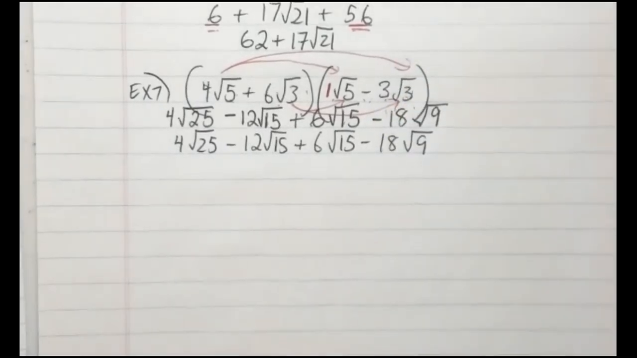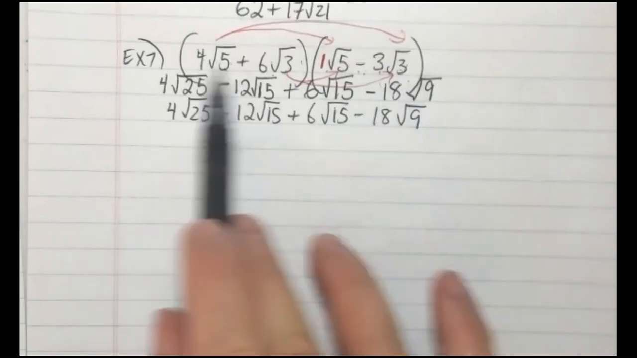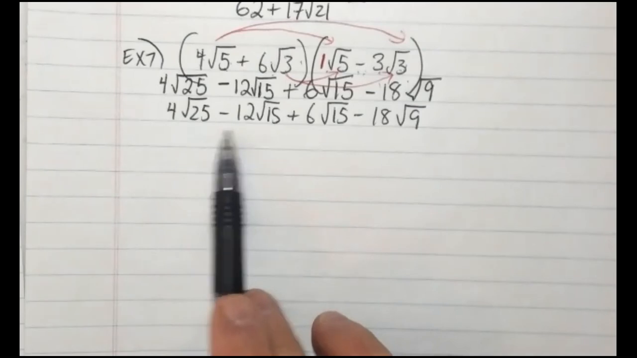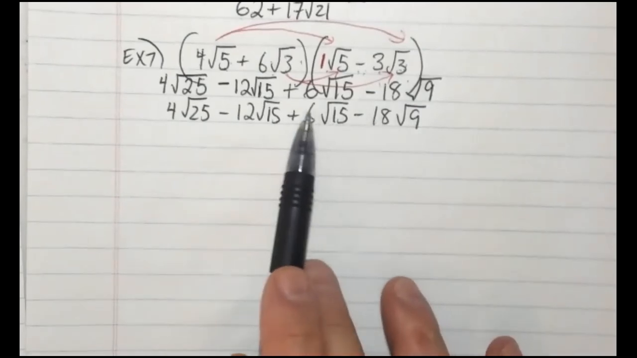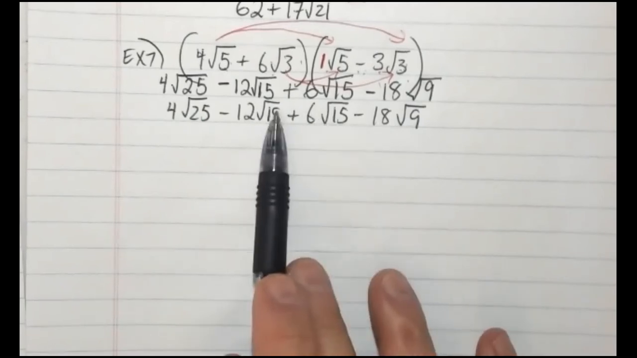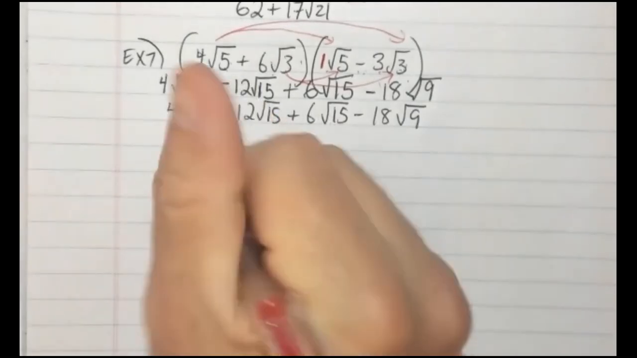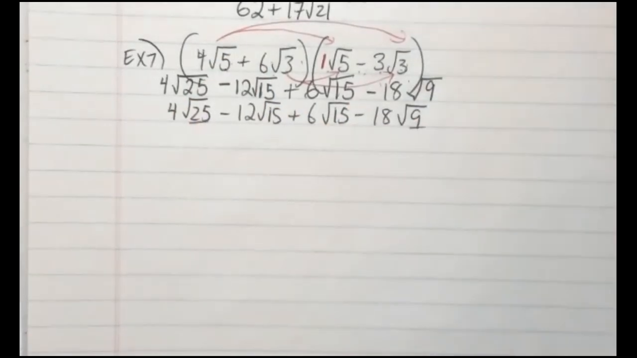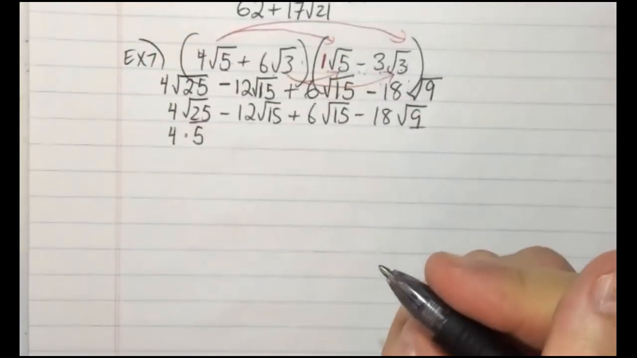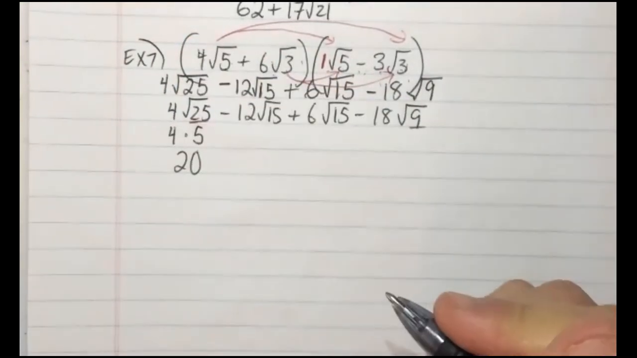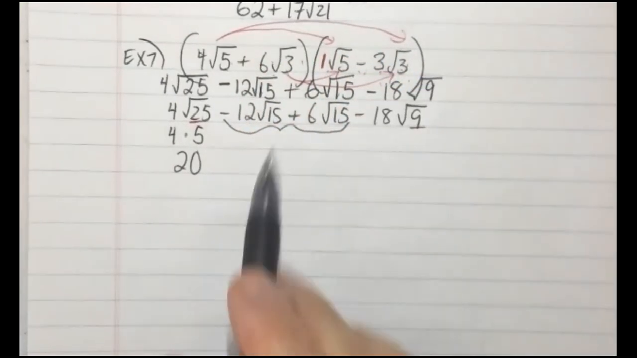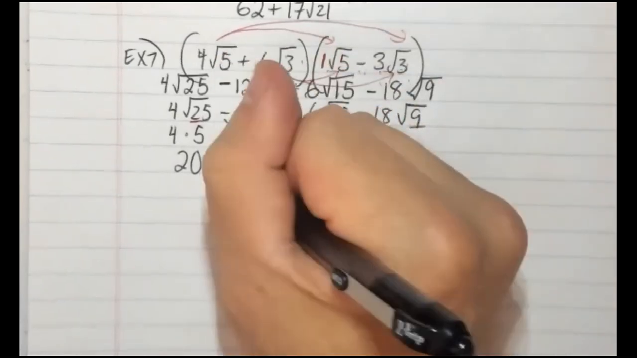All right, so that's where we are. Once we FOIL, or once we distribute these two binomials, the problem looks like this. Hopefully you guys will notice that these two are my like radicals. What we should notice as well is that this is a perfect square and 9 is a perfect square. So this is going to look like 4 times 5, and 4 times 5 is 20. I can combine these because they are like, and I just go negative 12 plus 6, which gives me a negative 6.